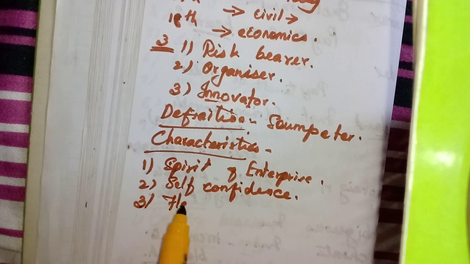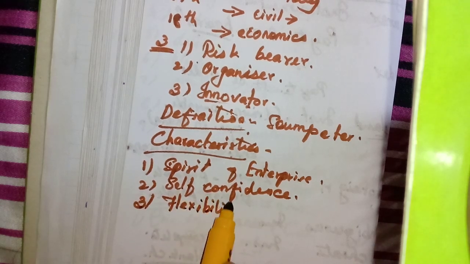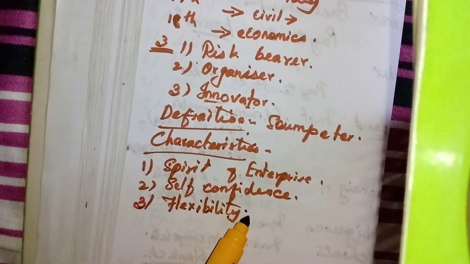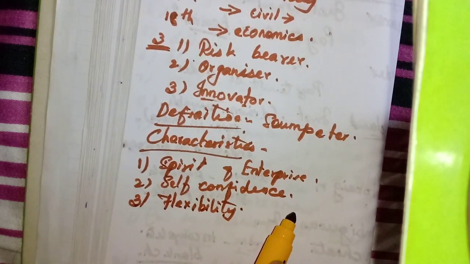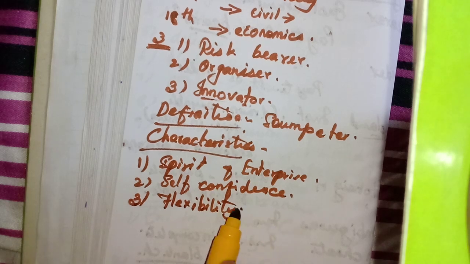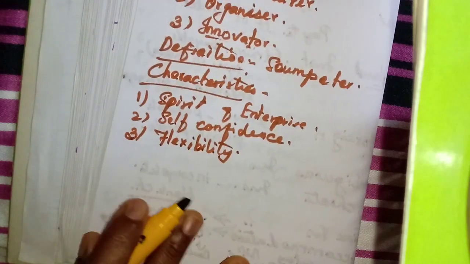Then flexibility. The entrepreneur must have the flexibility character. What is the meaning of this flexibility? Not a rigid one. That means he has to adjust with the changes in the organization, because change is always there in an organization. We have studied that the environment is always changing. As per those environmental changes, he should change his decision. He may not be very rigid in taking his own decisions.